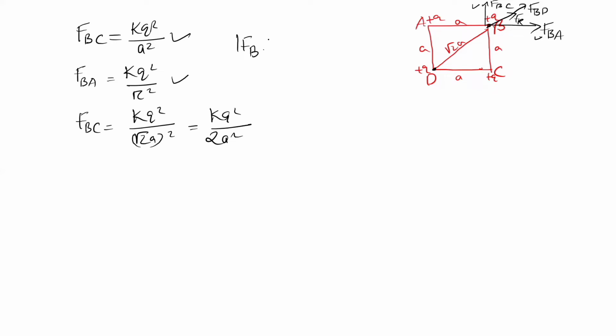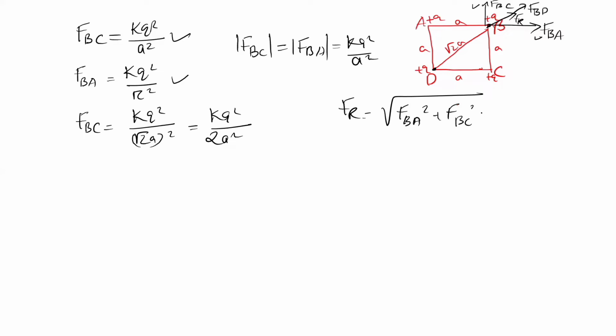The magnitude of the force on B due to C is equal to what? The force on B due to A. That is equal to kq square by a square. And the resultant Fr, you know the formula for the resultant: F of BA square plus F of BC square plus twice F of BC, F of BA, cos theta.